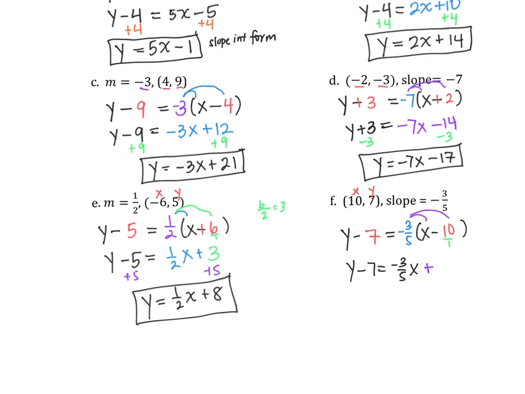If I do 3 times 10, I get 30. 5 times 1 is 5. 30 divided by 5 is 6. So this should be plus 6. And then let me go ahead and do the last step. Plus 7. 6 plus 7 is positive 13. So y equals negative 3/5 x plus 13.